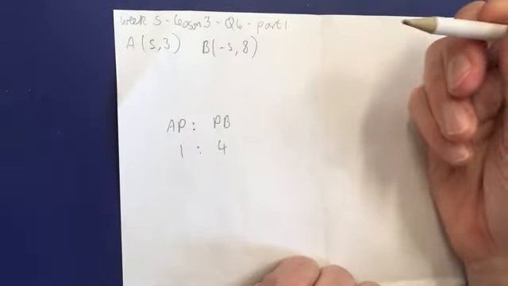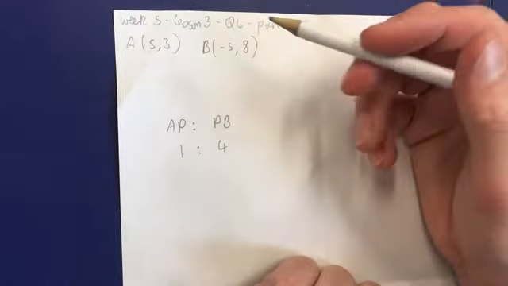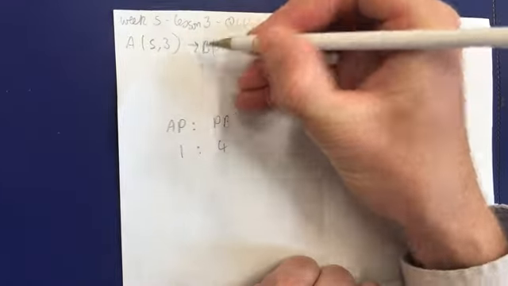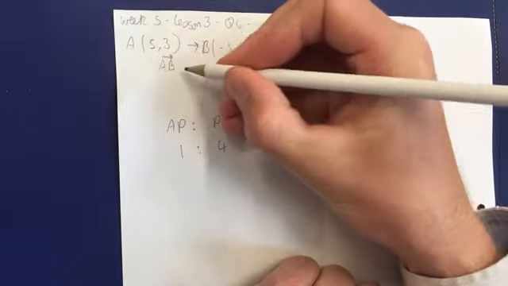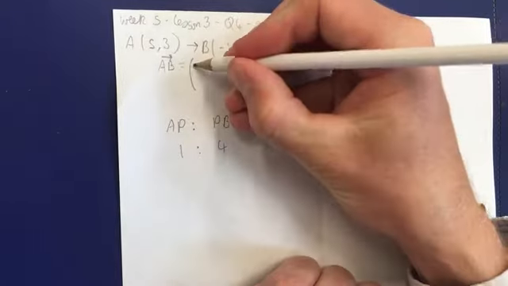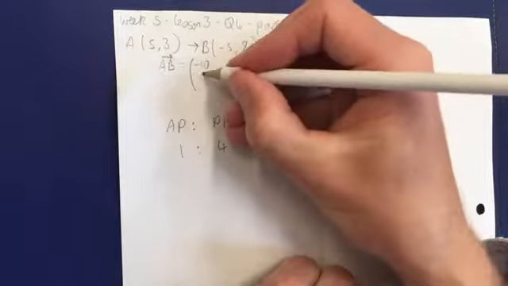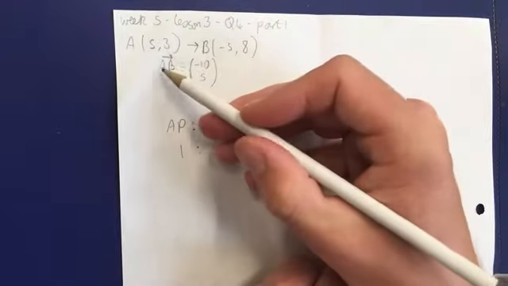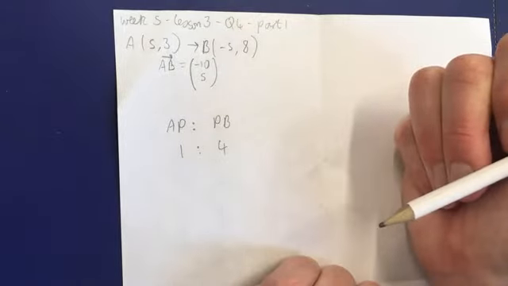So what on earth could I do to get started? I think what I want to do really to get started is probably find out how to get from A to B. So the vector from A to B, what's that going to be? From 5 to minus 5 is going down 10. From 3 to 8 is going up 5. So this is the vector from A to B. This is what I have to do to get between them.